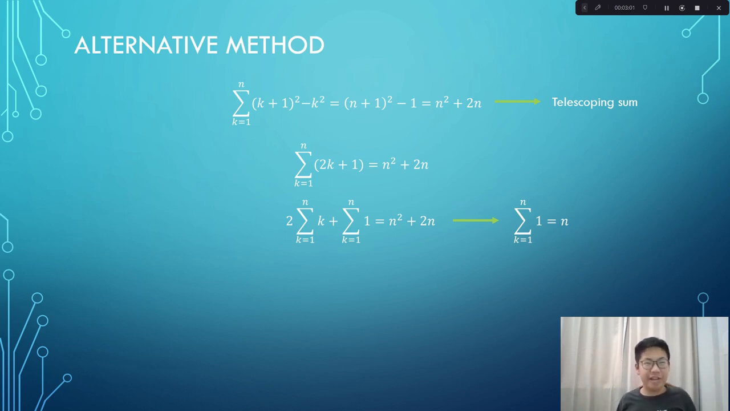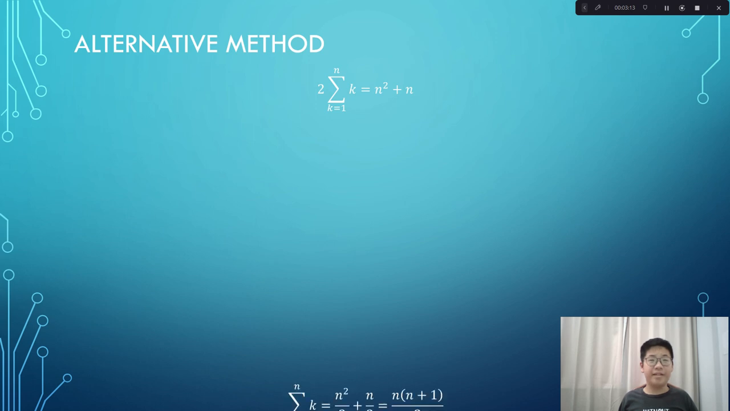Okay, so we're now going to expand the expression and simplify it to get 2 times the summation of k plus n equals n squared plus 2n. Then we're going to move the n to the other side to get n squared plus n. Continuing on from there, we now have the summation of k equals n squared over 2 plus n over 2, or in simplified form, n times n plus 1 over 2. That alternative method might sound a bit long, but we're going to see how we are going to derive the other summation formulas.